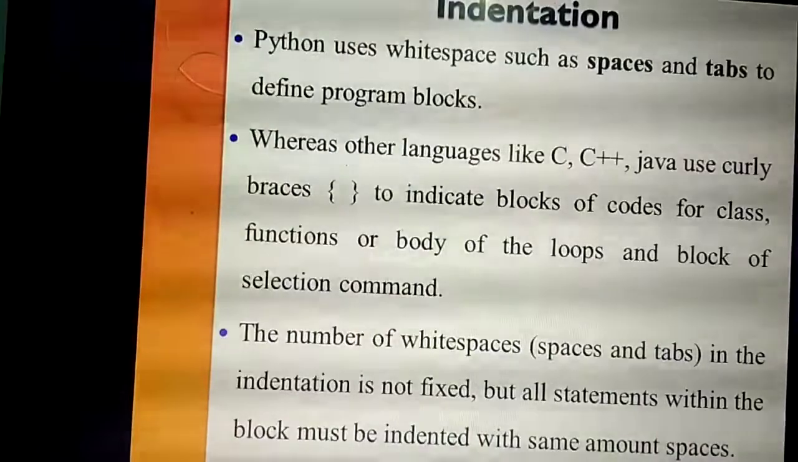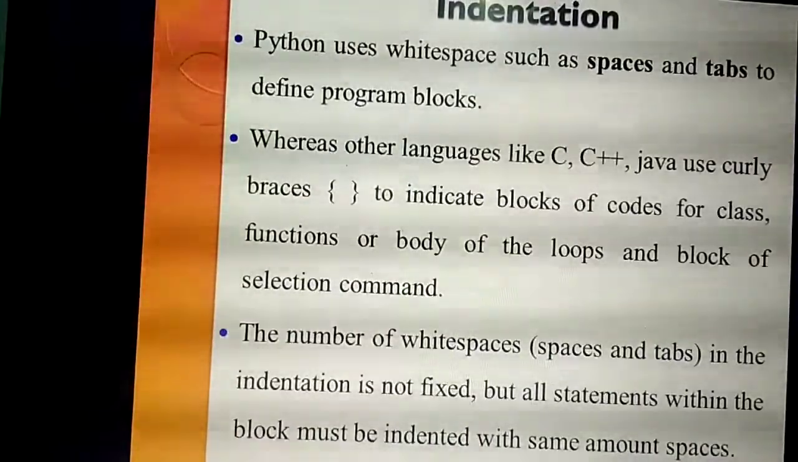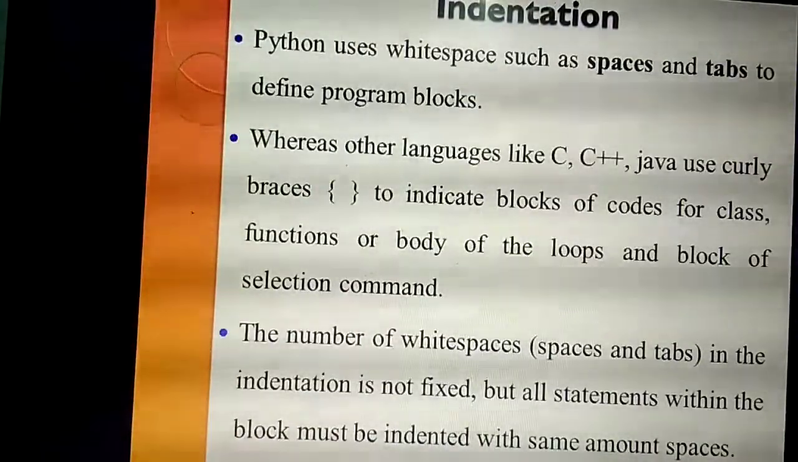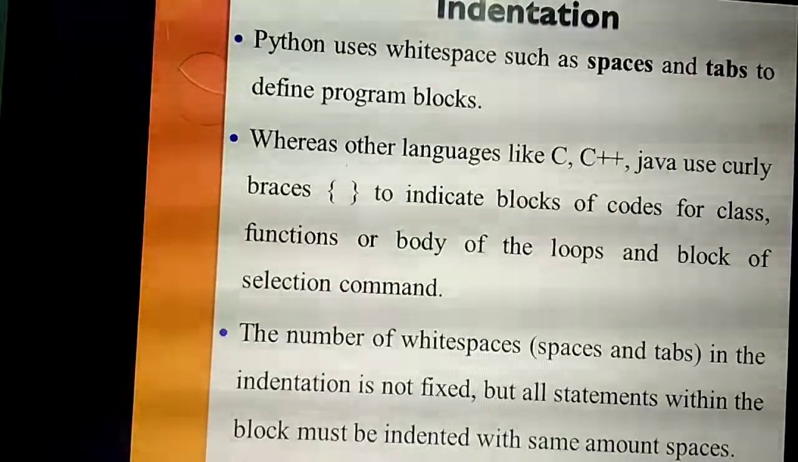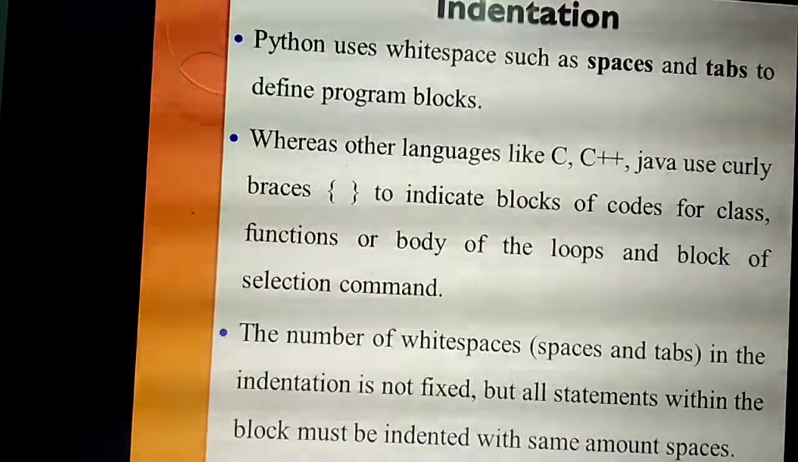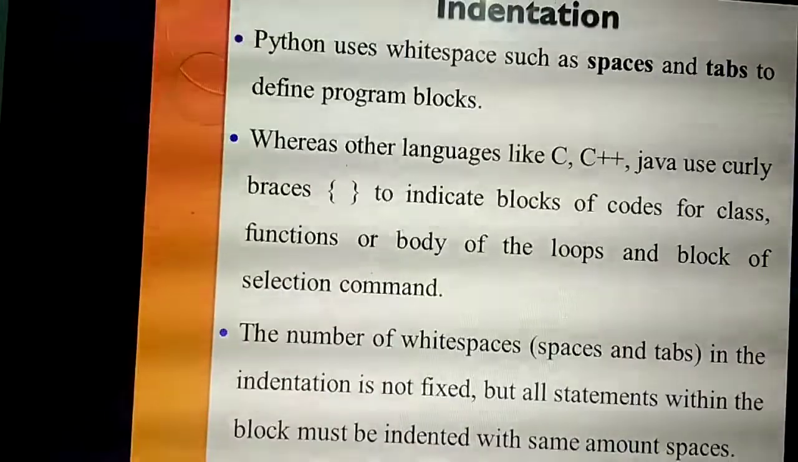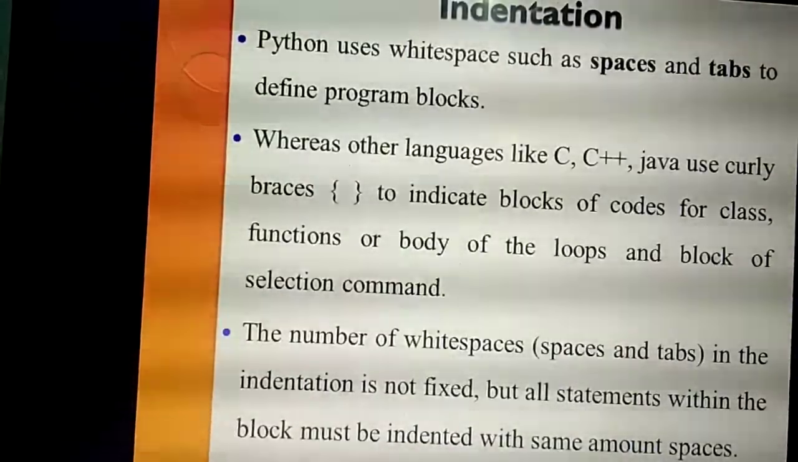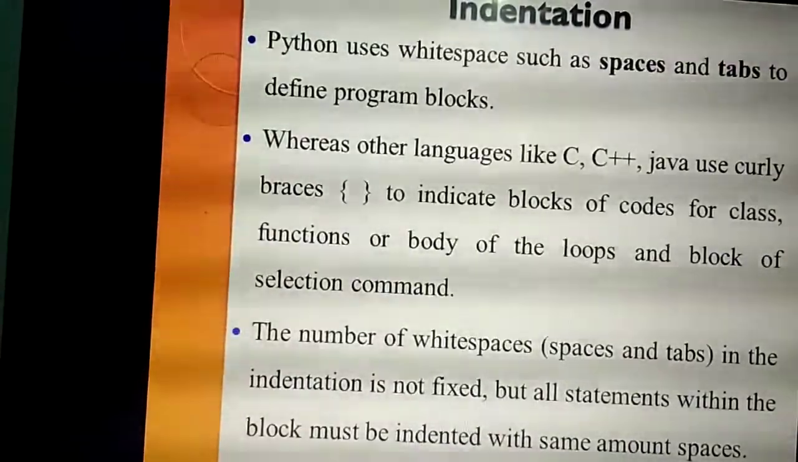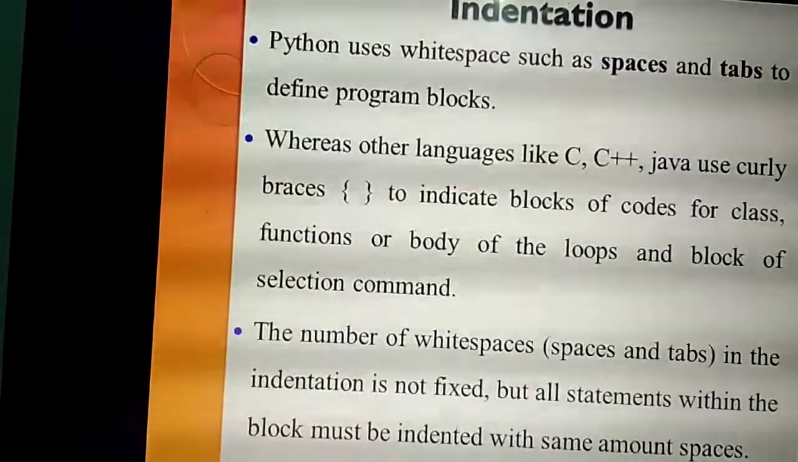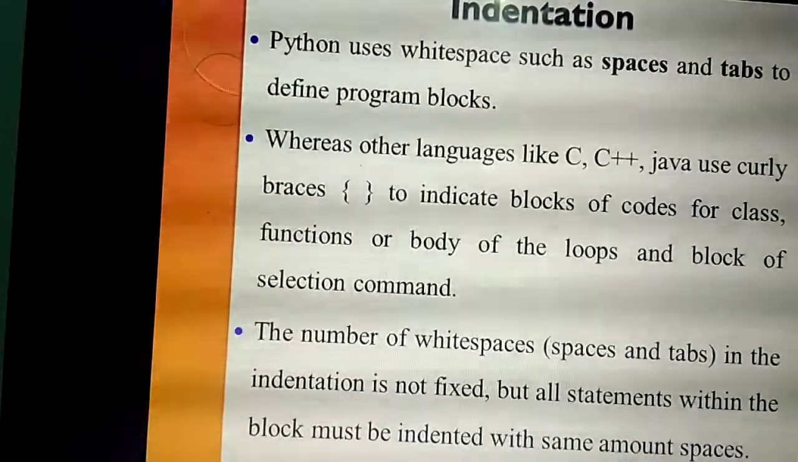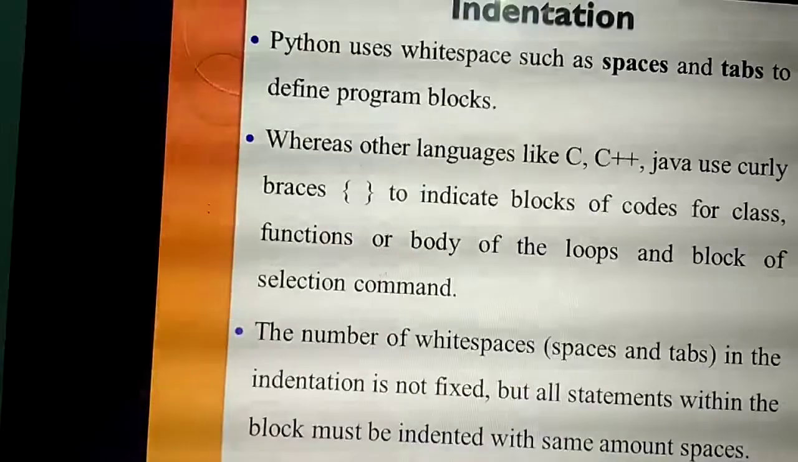Yes. Next thing is indentation. What do you mean by indentation? In a program we are using blocks. Listen. Here, white spaces. What do you mean by white spaces? Spaces as well as tabs.